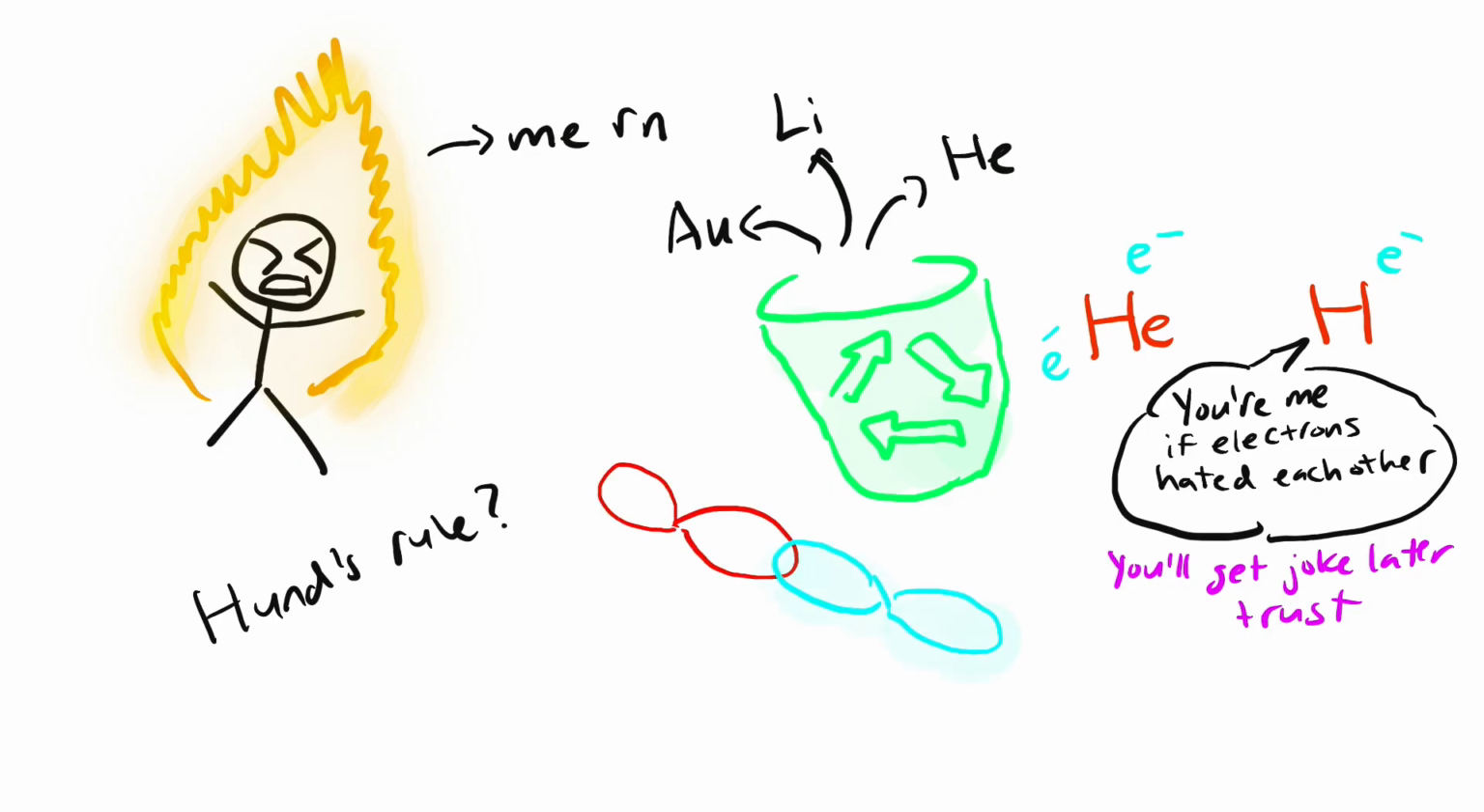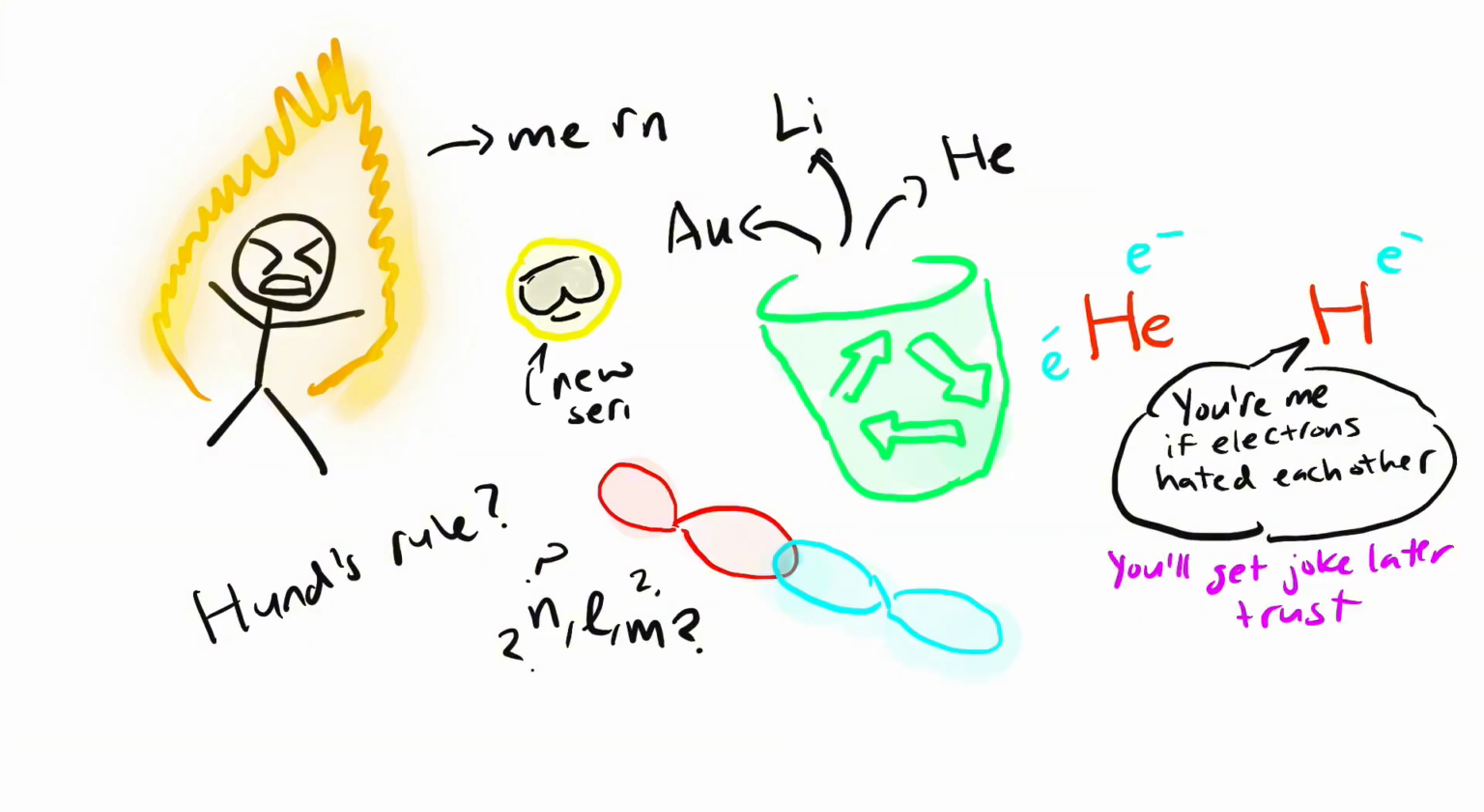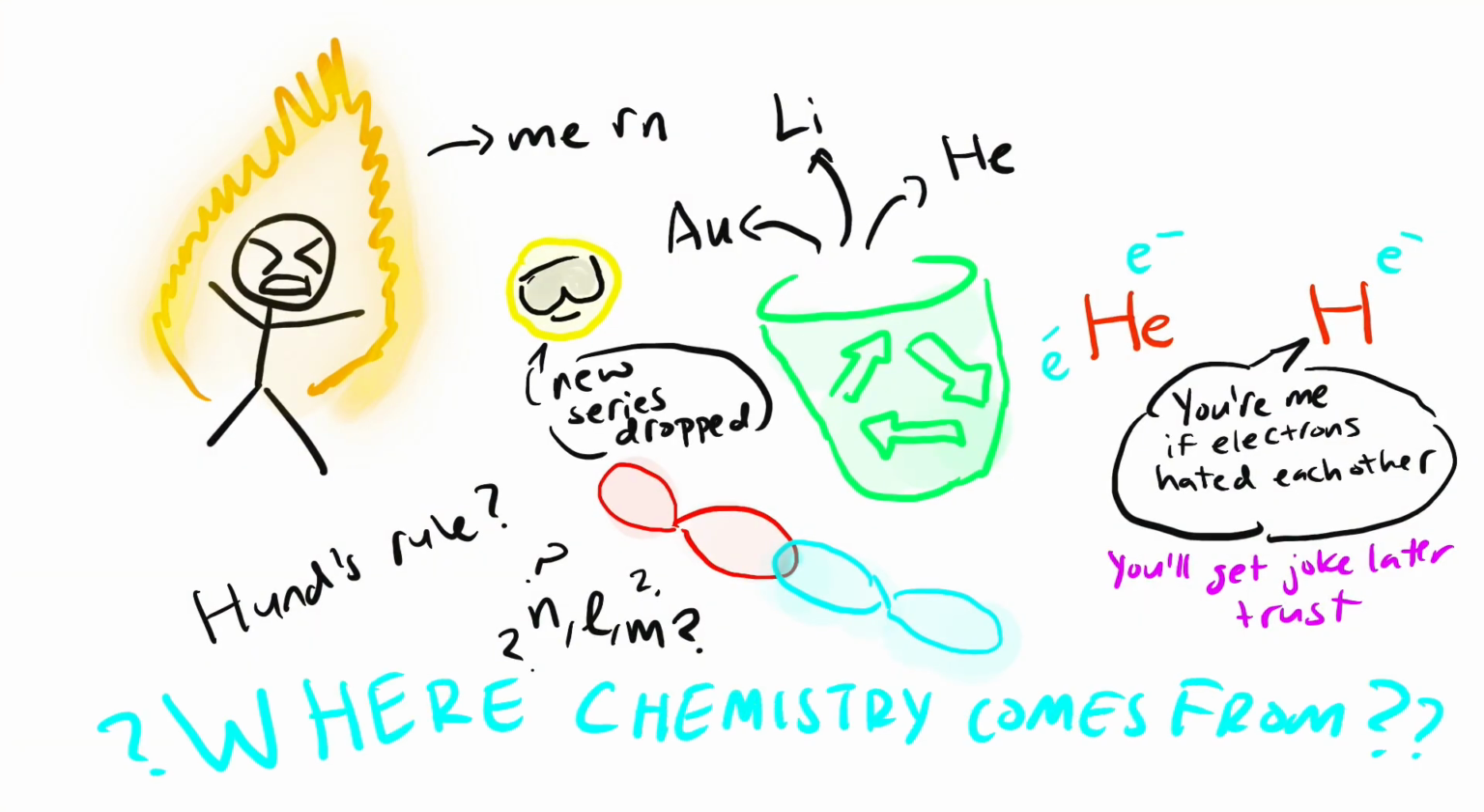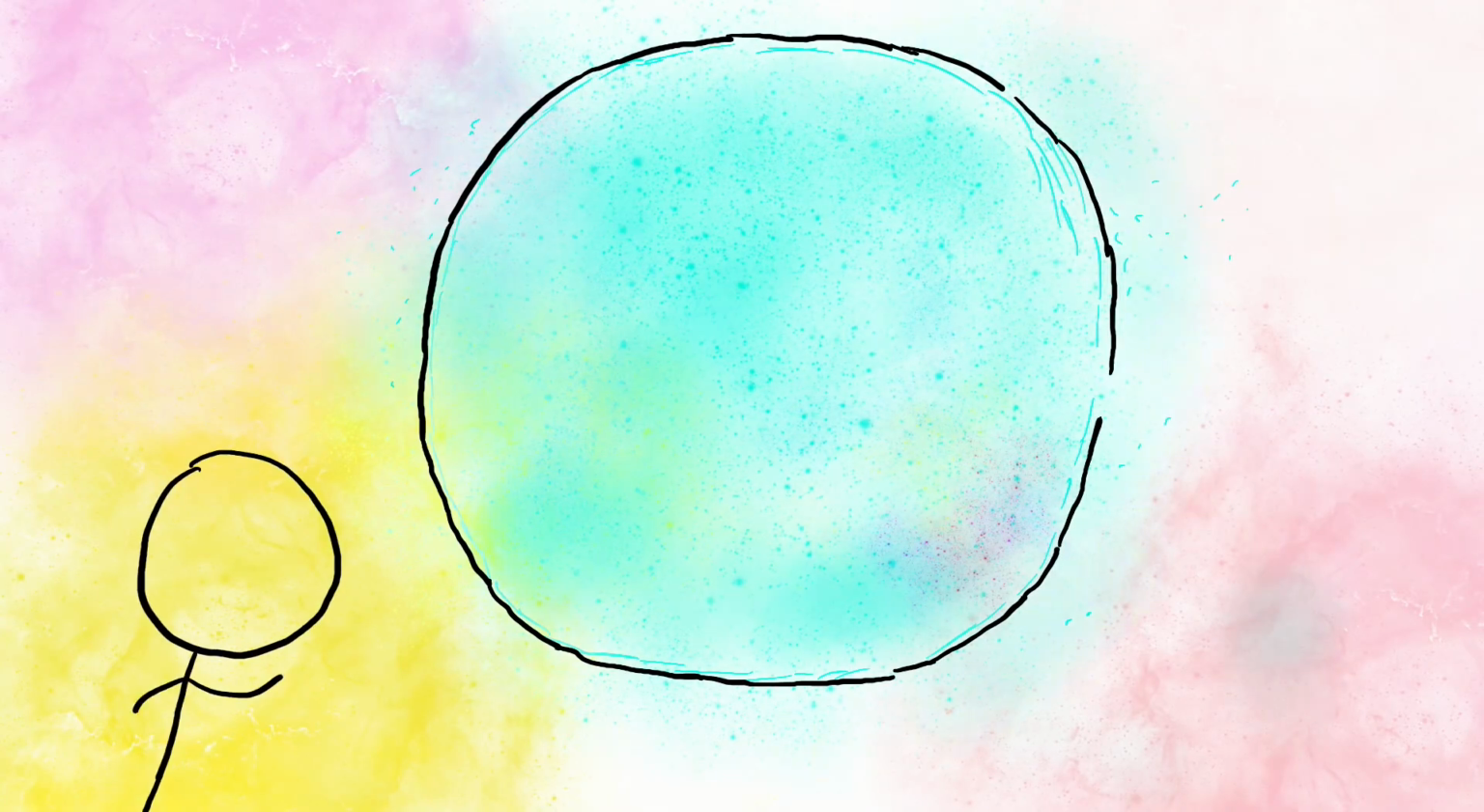But what about Hund's rule or spin or covalent bonds? What do n, l, and m really mean? We'll answer all these questions in a new series, where chemistry comes from. But for now, let's just appreciate the first real solution to the Schrödinger equation, and everything that comes after.